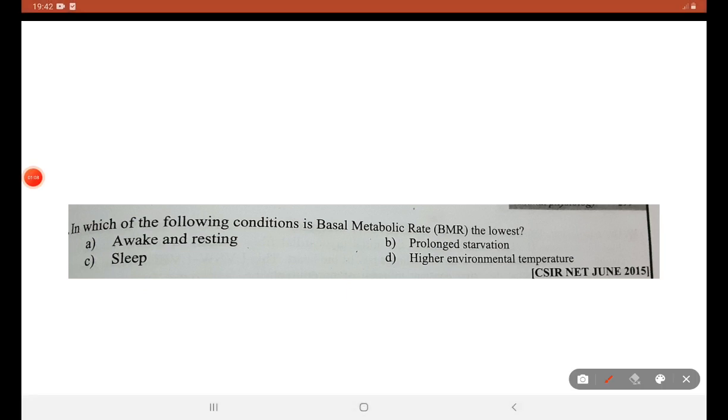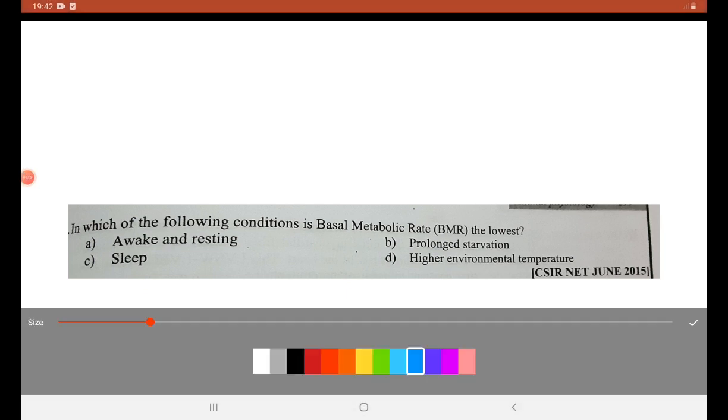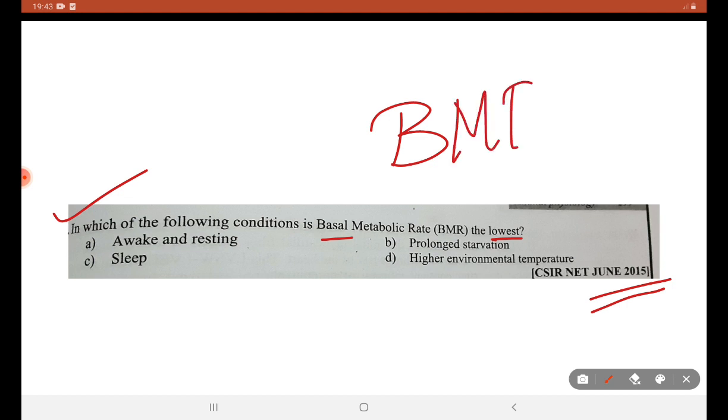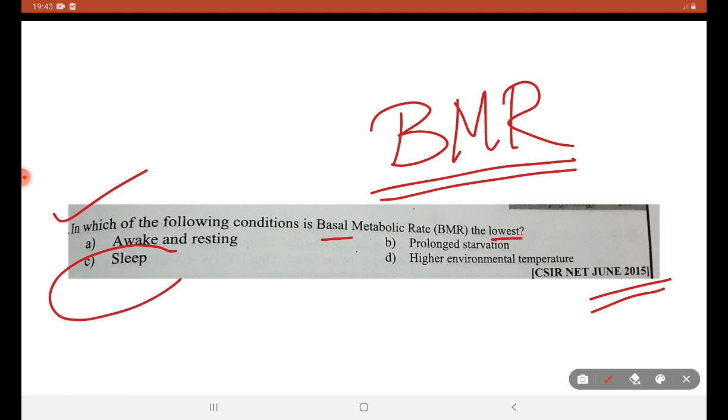First, a question from June 2015. In which of the following conditions is the basal metabolic rate lowest? BMR is the basal metabolic rate. Basal metabolic rate will be lowest during sleep. C is the right answer.